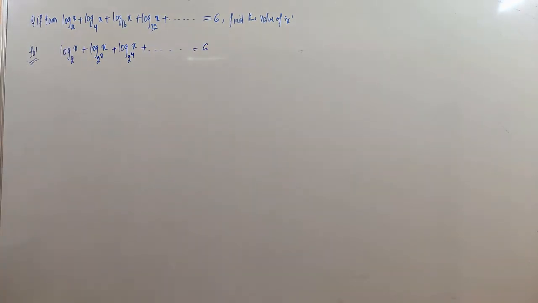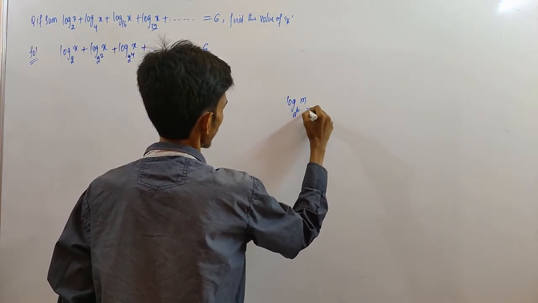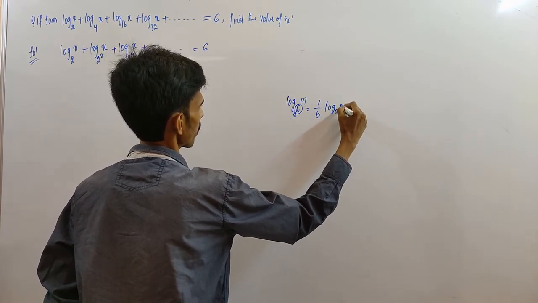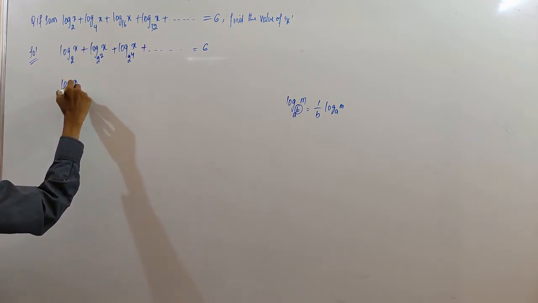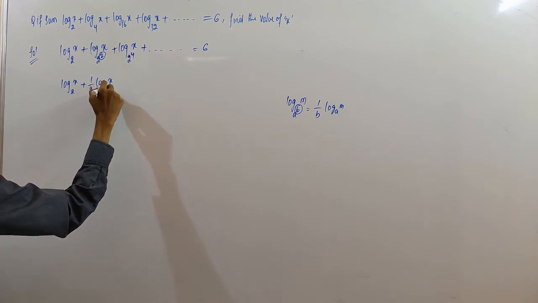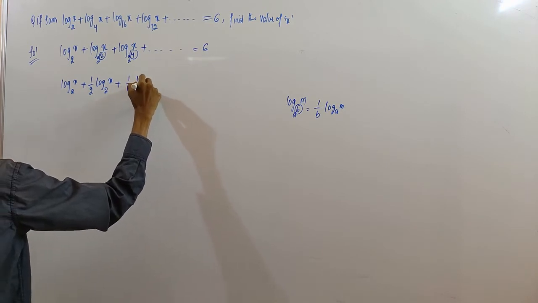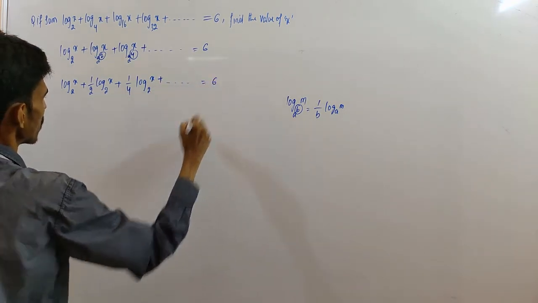2 power 4 value is 16. Now we can apply this formula, log m to the base a power b. This b will come here, 1 by b log m base a. So apply here, it will become log x base 2. This 2 will come here, 1 by 2 log x base 2. Similarly, this 4 will come here, 1 by 4 log x base 2, plus and so on equal to 6.